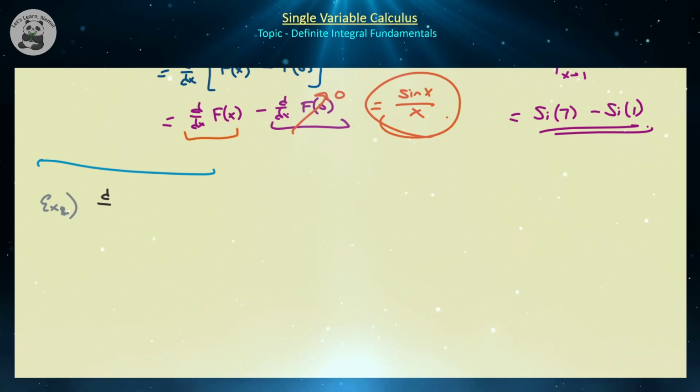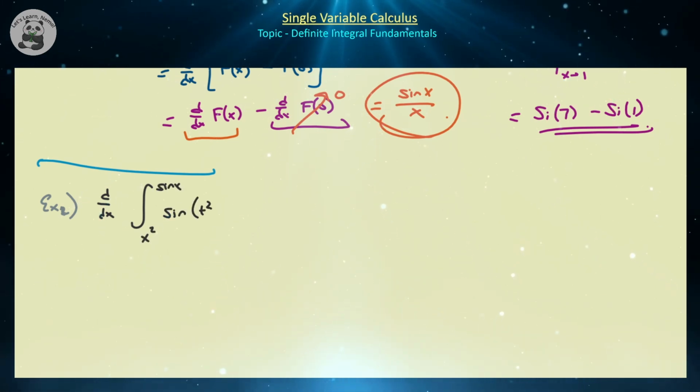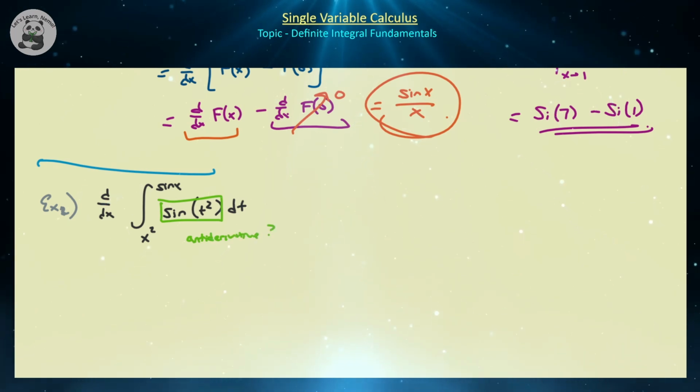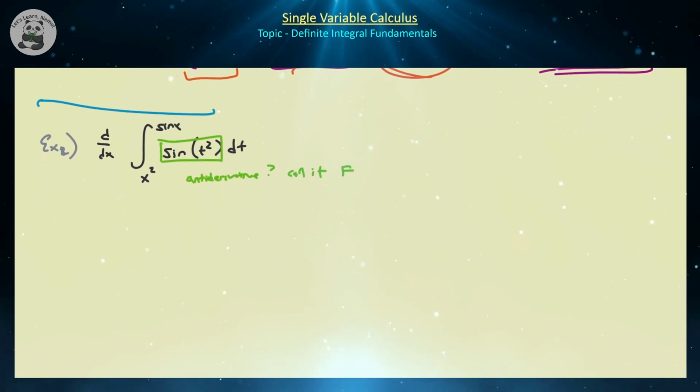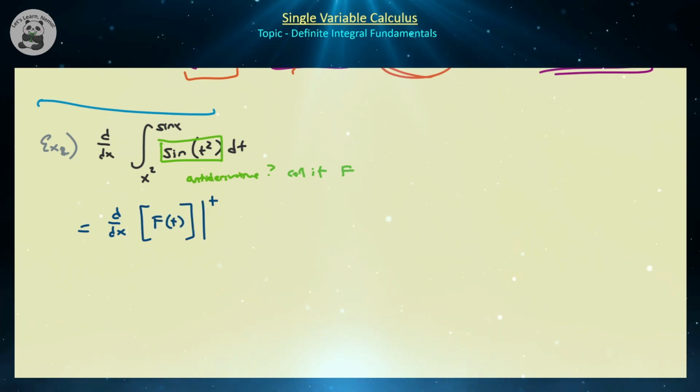So what is the derivative of the integral from x squared to the sine of x of the sine of t squared dt? The first thing we would have to figure out is, what is the antiderivative of the sine of t squared? And again, this does not have a cute answer, so we need to call it a name. Let's just call it F for now. So if it is equal to F, that means this is just going to be equal to the derivative of F of t, evaluated as t goes to the sine of x, and as t goes to x squared.